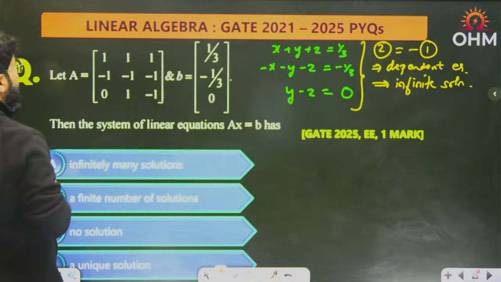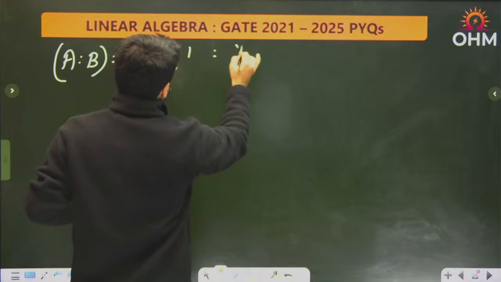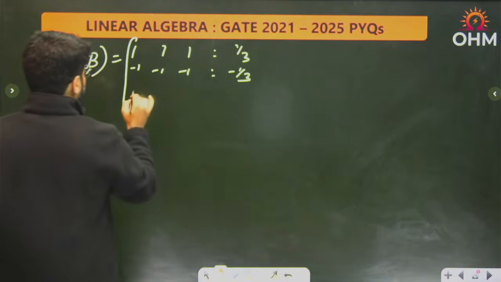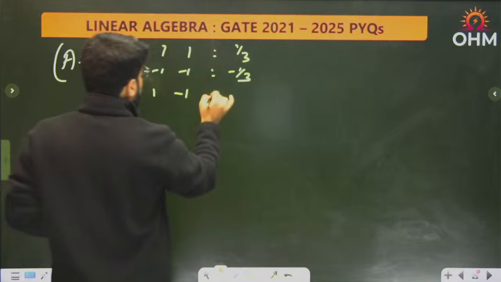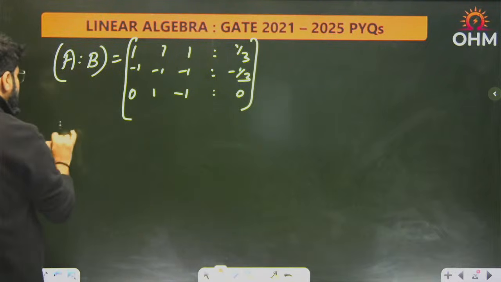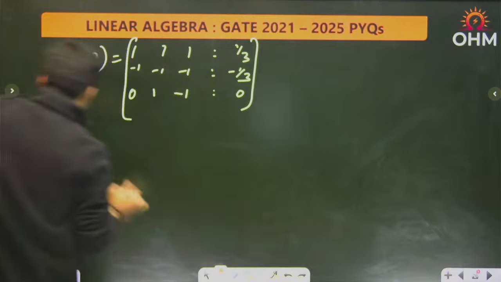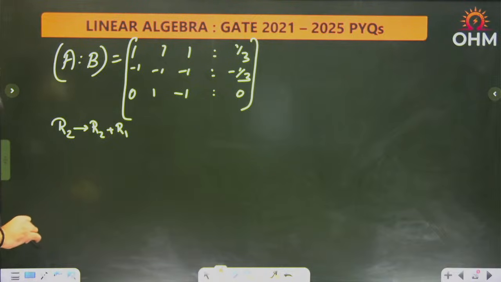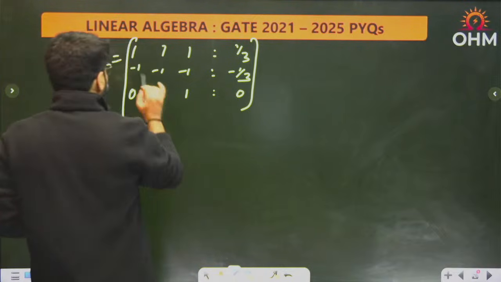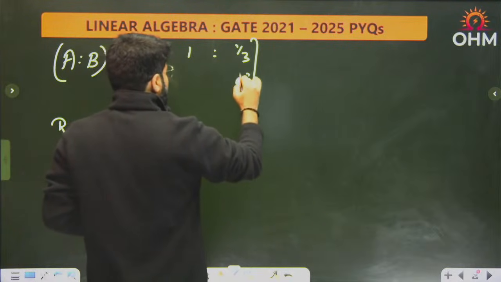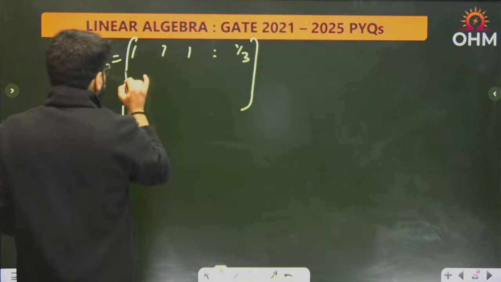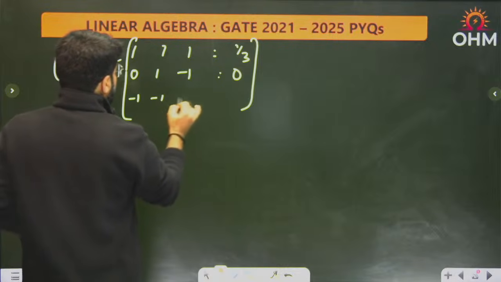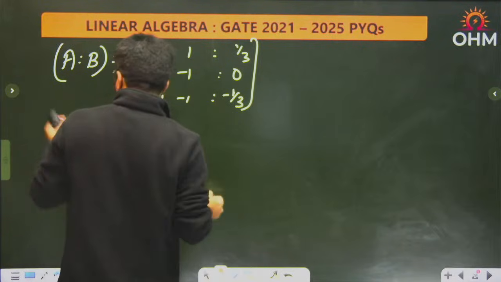What is the A is to B? 1, 1, 1, 1 by 3. Minus 1, minus 1, minus 1, minus 1 by 3. And 0, 1, minus 1, 0. First of all, I could make R2 as R2 plus R1, or rather I can swap the equations, since whichever equation is first or second or third doesn't matter. I will first write down the third equation, 0, 1, minus 1 and 0, and then minus 1, minus 1, minus 1 and minus 1 by 3, so that I directly get the row echelon form.